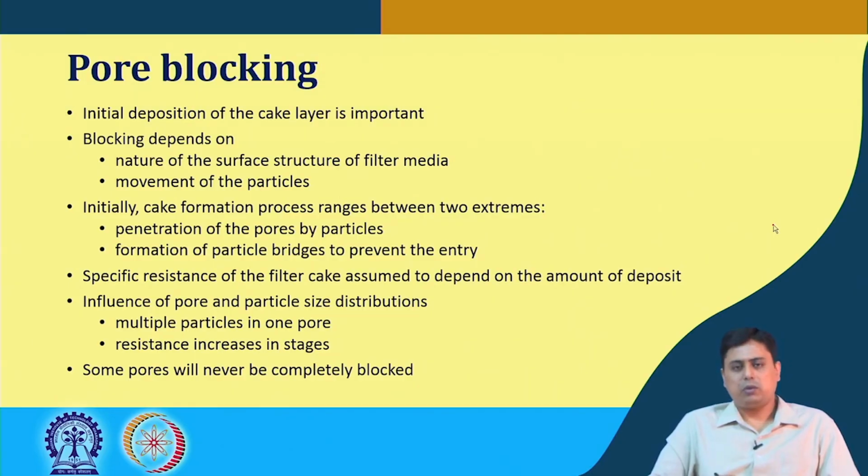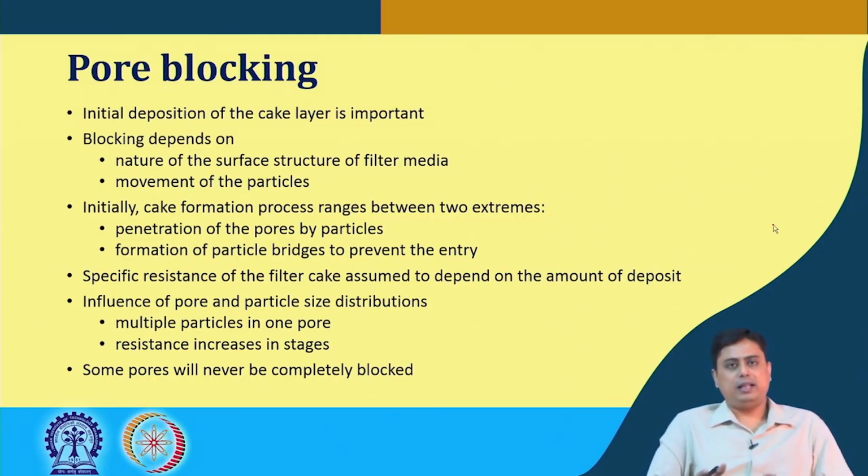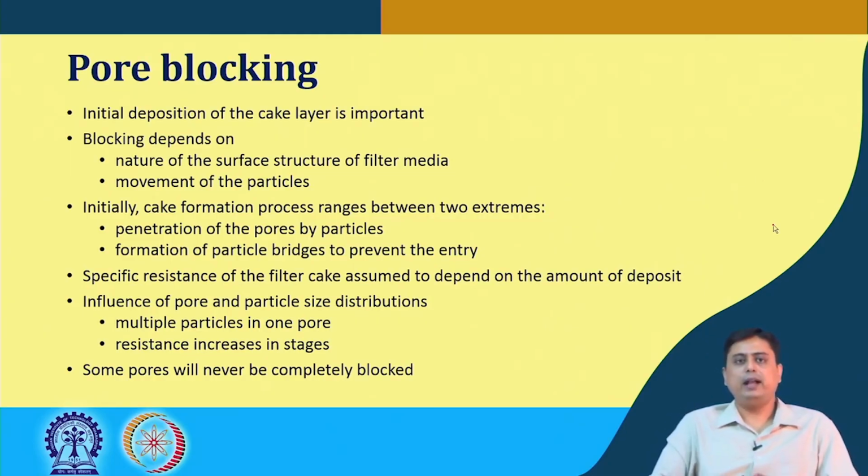Earlier, what was happening was that one pore was blocked by one particle, and then successive particles were filling the other pores, so the resistances were increasing smoothly. But if the particle size distribution is such that multiple particles can go into one pore, then you can think of preferential deposition of the particles, and in that case you can have a resistance of the cake that increases in steps.